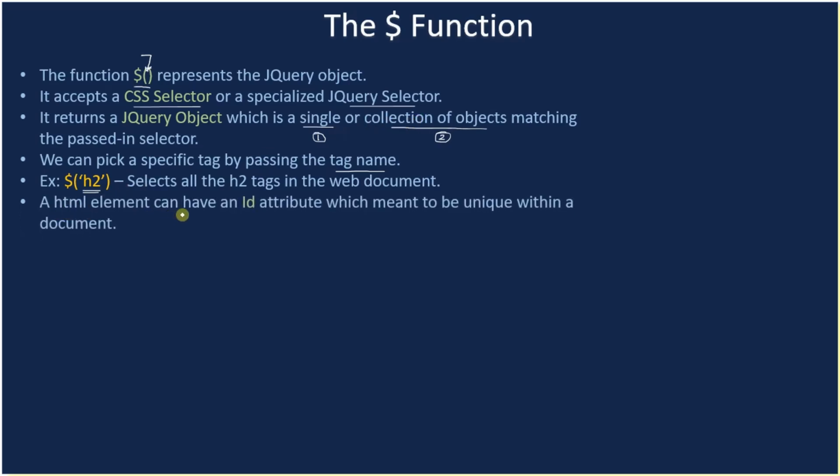An HTML element can have an ID attribute, which is meant to be unique within a document. Right? Here we were talking about h2. Let's say that you have an HTML element, say for example, an unordered list with the ID equal to something XYZ. Right? So as per HTML standard, when you specify an ID, it should be unique within the document. And the jQuery way to pick an object by ID is hash the ID name.